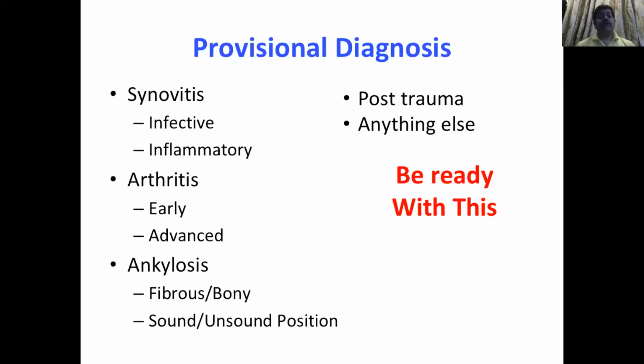So you're almost through your history cycle, and be ready with this. The examiner might ask you, or even yourself when you're looking at a patient in a clinic, you want to come to some provisional diagnosis at the end of the history. In an adult, it could be an ankylosis, it could be an arthritis or a synovitis, it could be a post-traumatic situation or any other thing. Without something in your mind.